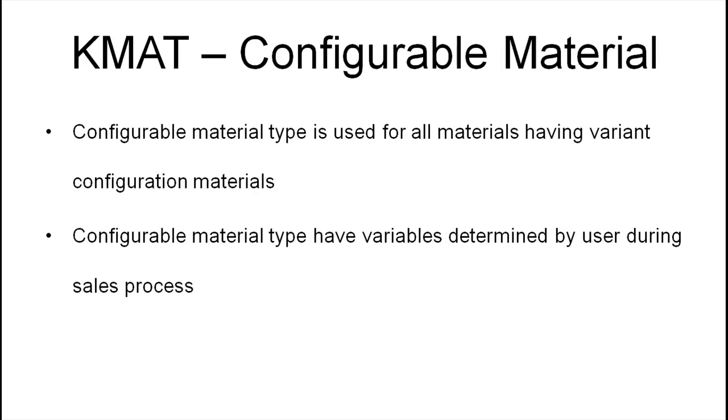Configurable material type is used for all materials having variant configuration. Configurable material types have variables determined by the user during the sales process. For example, automotive equipment produced by a manufacturer has variable attributes such as length of chain or height of belt.